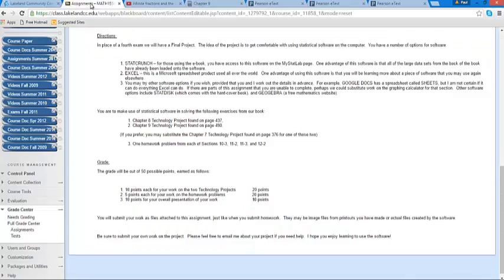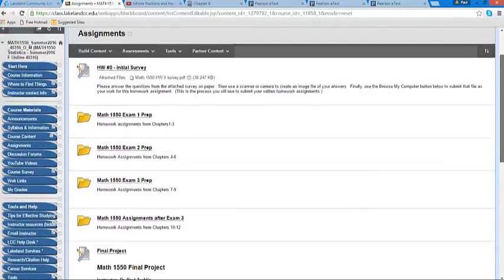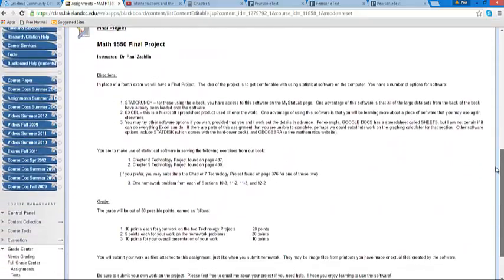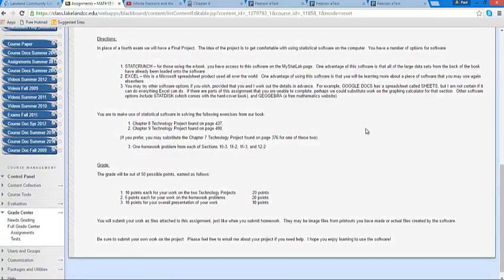So if I go to Blackboard, to the assignments, it's here at the bottom of the Assignments tab, the Final Project in place of a fourth exam. You can use StatCrunch or Excel or some other piece of technology, but I want you using computer software. That's the idea of the project. There are two technology projects listed, Chapter 8 and Chapter 9, or you could do Chapter 7. And then I asked you to do one homework problem from each of the remaining sections using the technology.